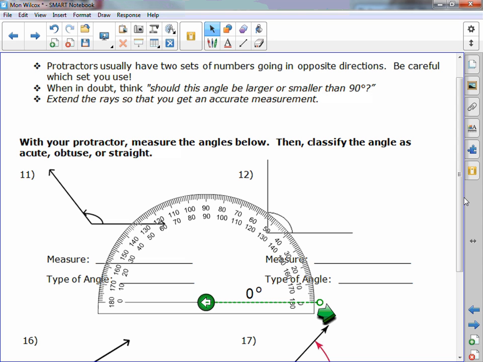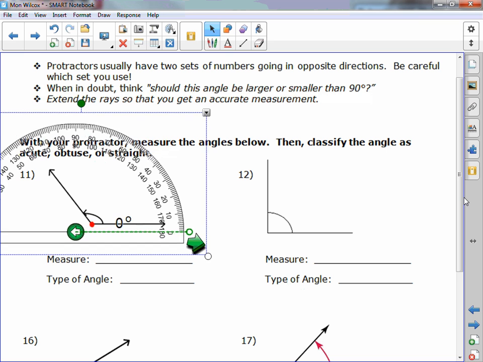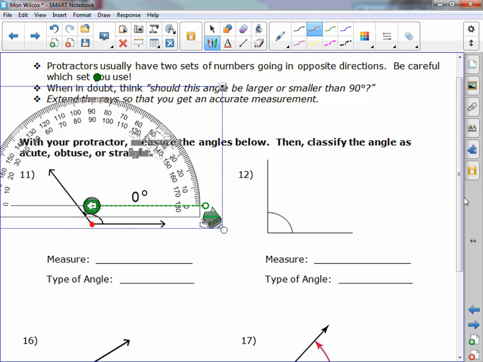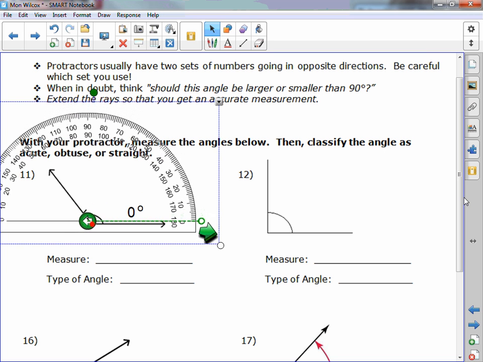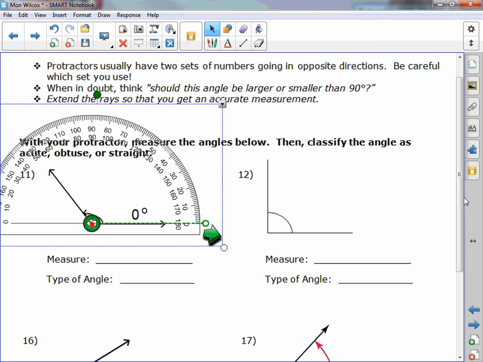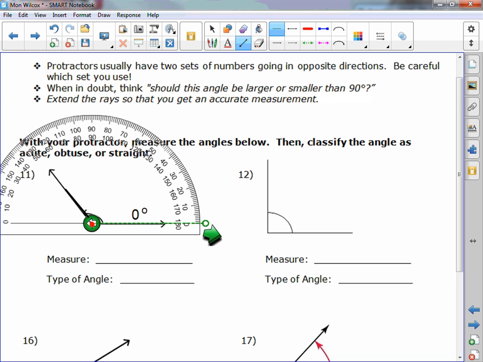So with your protractor, let's practice measuring the angles below. We want to line up the vertex, which is the corner of our angle, with the circle, the middle section of our protractor. And as you can see, this line here on my protractor, the dotted green line, is going to lay on the bottom line of my angle. So I want to lay it right on top of there. One thing you might want to do is extend the rays so that you can get an accurate measurement. What that means is I'm going to extend this line so that it goes out even further, because otherwise it's kind of hard to see.